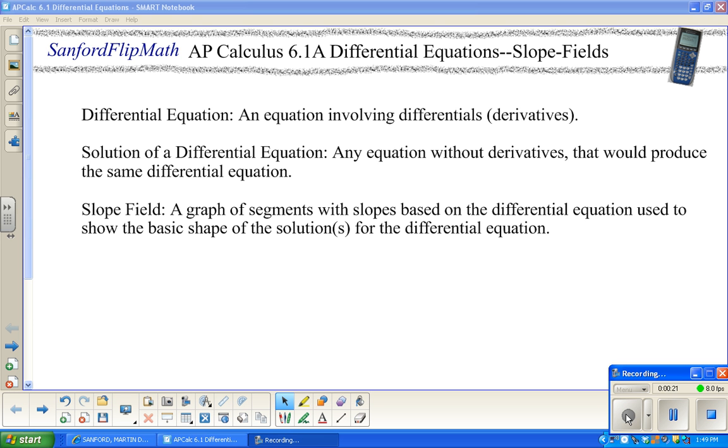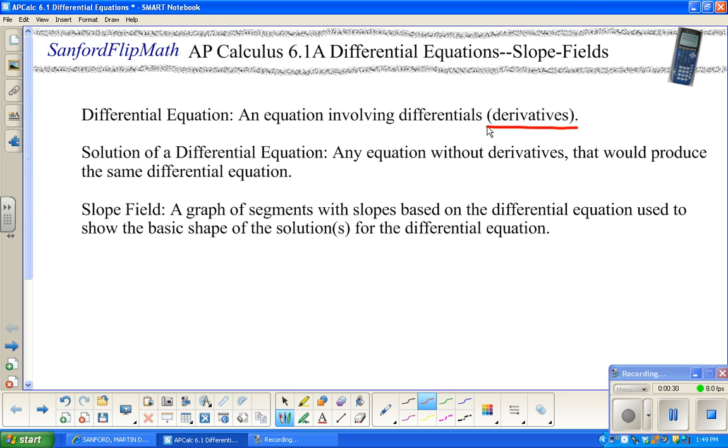Differential equations are basically equations that, shockingly enough, involve differentials. And differentials, as it says here, and we've talked about, is basically derivatives. So if you have an equation that involves derivatives, like for instance, maybe we have something like dy/dx equals 2x plus 3, that's a differential equation. Or maybe you have something like x plus y prime minus x prime equals 3, that's a differential equation.